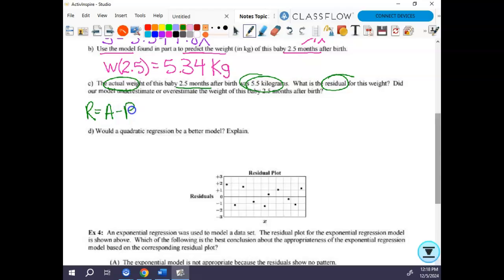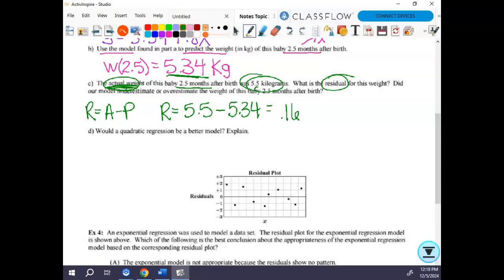Actual minus predicted. Very good. Now, they gave me the actual. So my residual equals the actual, which is 5.5, minus the predicted, which we just found, which is 5.34, and that gives us 0.16. Okay. Then it says, did the model underestimate or overestimate the weight of this baby?